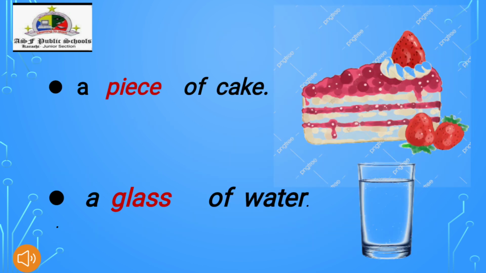A piece of cake. With materials and foods, we often use the word piece to make them countable. Here, the word piece expresses the quantity of cake. A glass of water. Water is an uncountable noun. If we have to express water in number, we will say a glass of water, a lot of water, little water, some water.